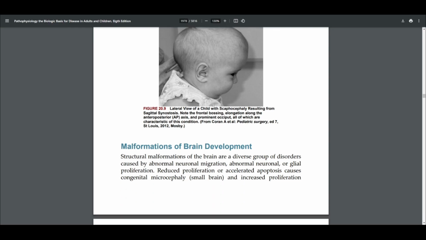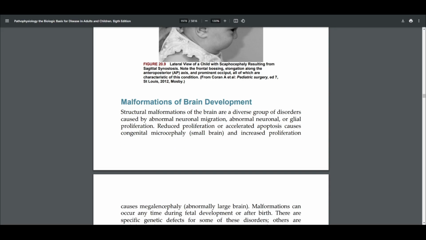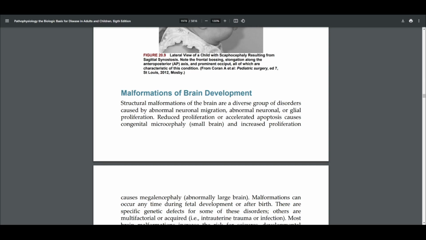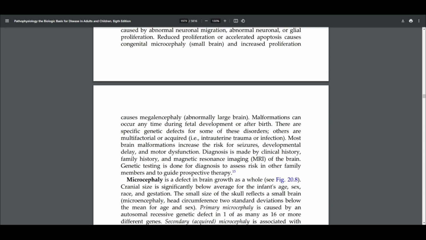Malformations of brain development. Structural malformations of the brain are a diverse group of disorders caused by abnormal neuronal migration and abnormal neuronal or glial proliferation. Reduced proliferation or accelerated apoptosis causes congenital microcephaly, and increased proliferation causes megalencephaly.